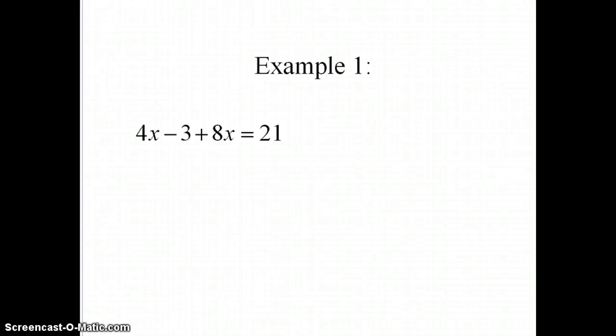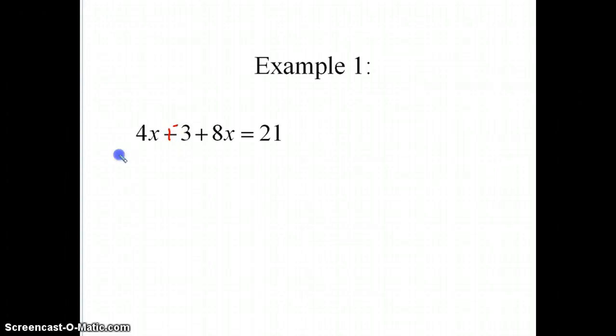My first job is to get the like terms together. So before I can do that and use the commutative property, I have to use the definition of subtraction and change that subtraction to an addition problem. So this becomes 4x plus a negative 3 plus 8x equals 21.